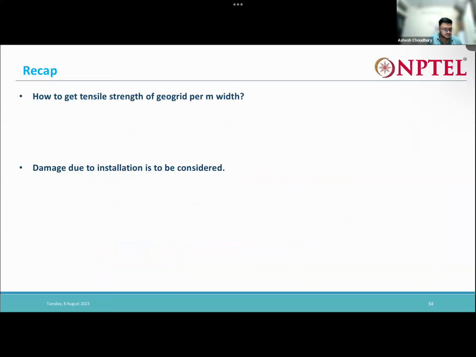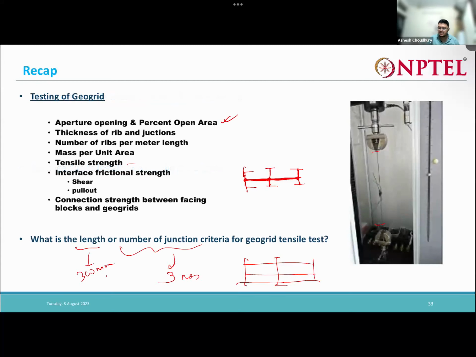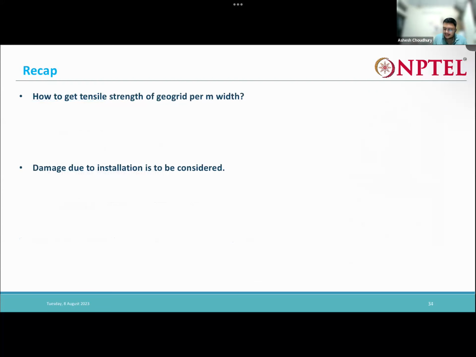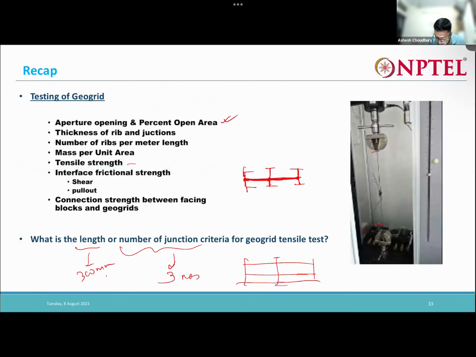So say you are testing a number of ribs. It may be one rib, it may be two ribs, three ribs, four ribs. Here it is one rib, here it's three ribs. There may be any number of ribs that you are testing. So how to determine the tensile strength from that result? From there, you will get a peak load, where the geogrid ribs will snap and break.